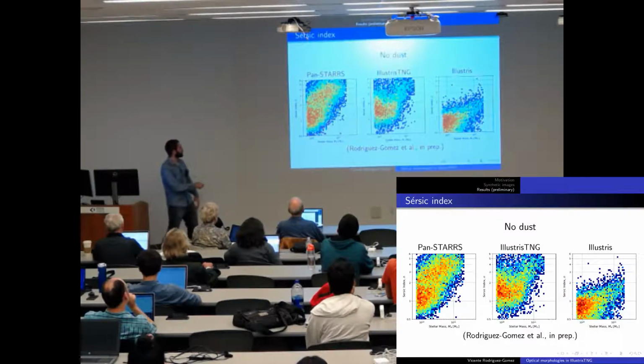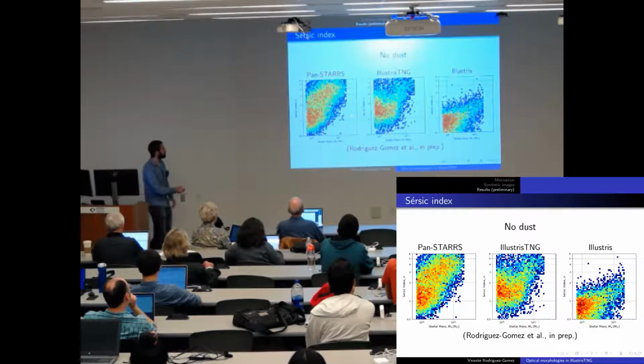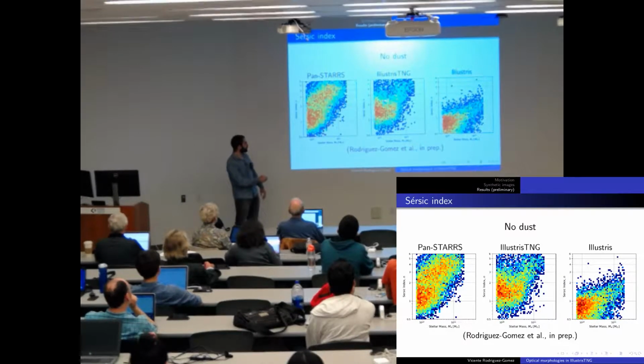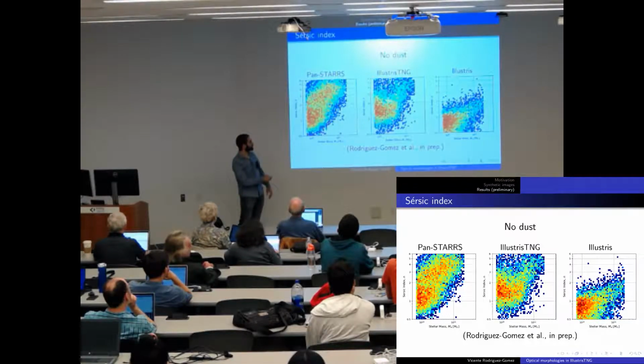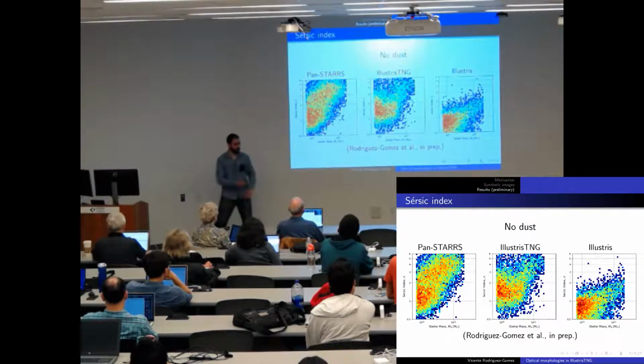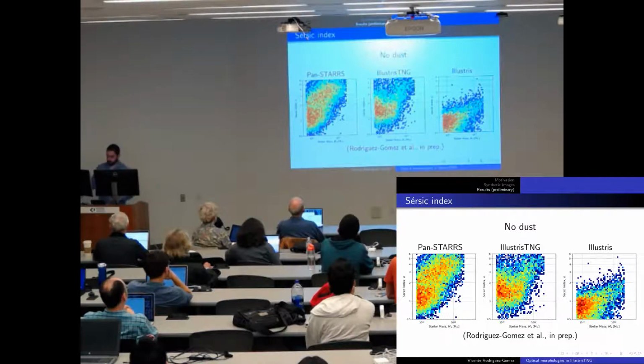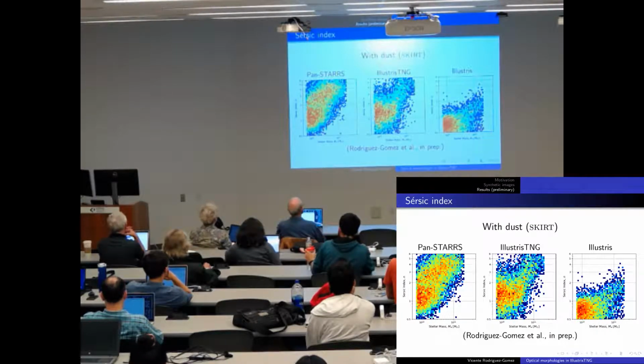So now this is the Sersic index. We have Pan-STARRS on the left, and IllustrisTNG and Illustris with no dust. So for example, you can see that at low masses, maybe the Sersic indices of TNG are a bit too high, because you should get n equals 1 at low masses. Here you're a bit higher than that. This is without the dust. Once you add the dust, you get a decrease. So the galaxies become less concentrated here. And same in Illustris, but Illustris is producing way too many of these galaxies.